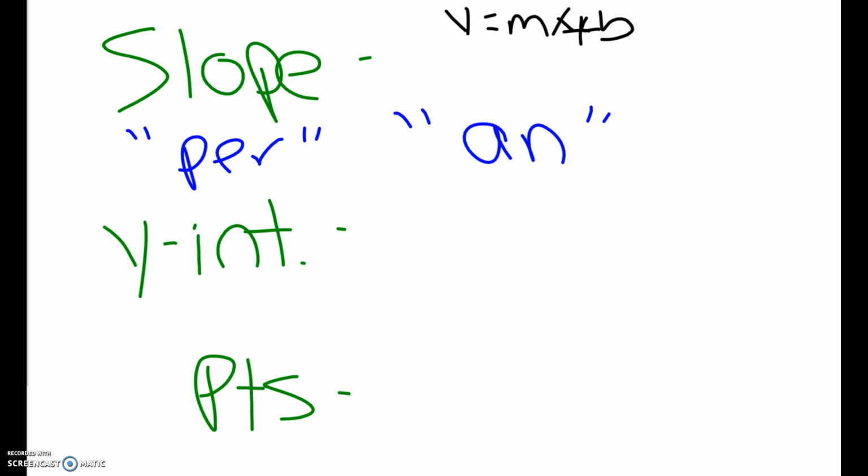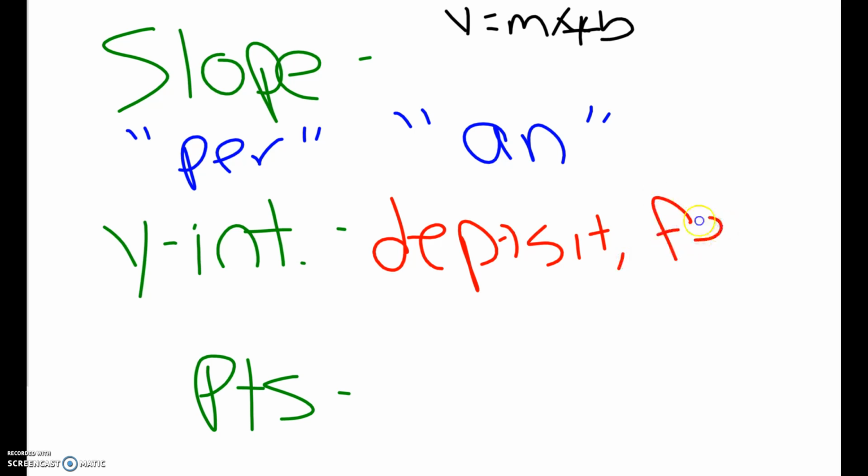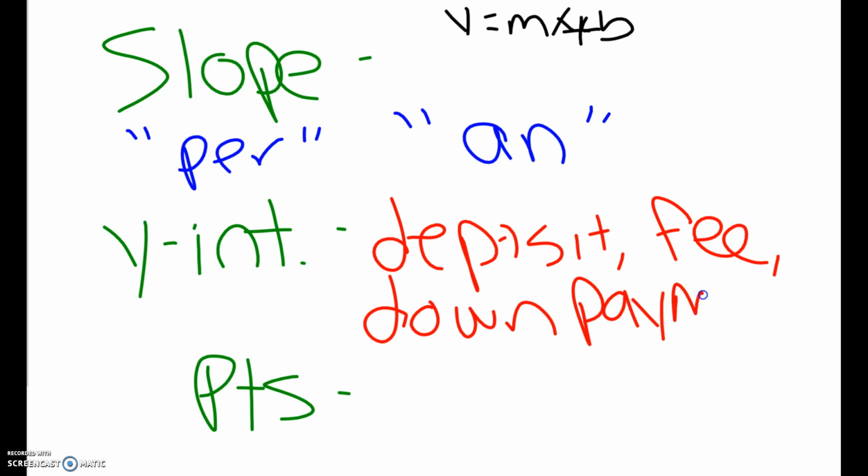Our y-intercept, we said, was our starting point. It's where we always start our graphs. So you might see the word deposit, fee, down payment, like you have to make a down payment when you buy a house. You have to put in a certain amount of money down. Things like that. It's where you are going to start.